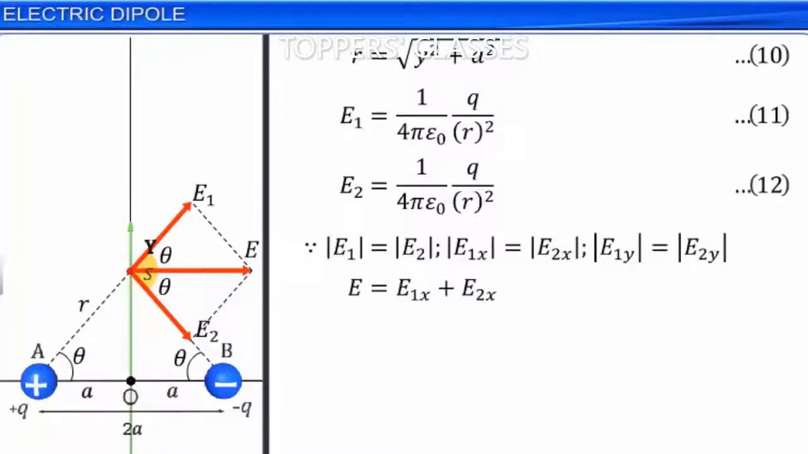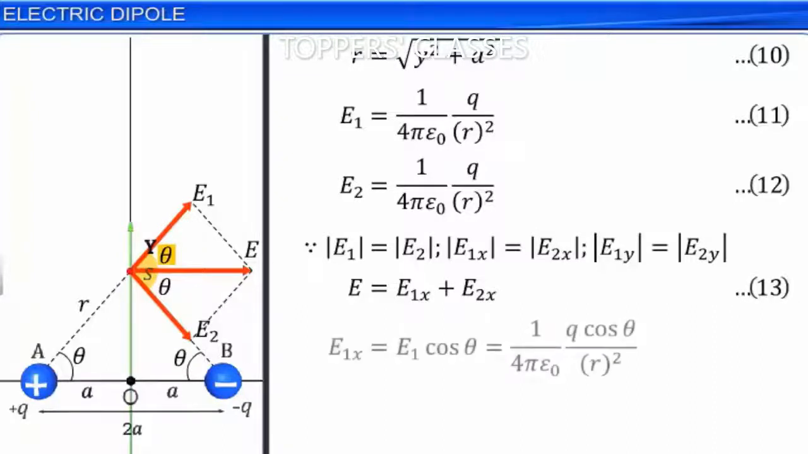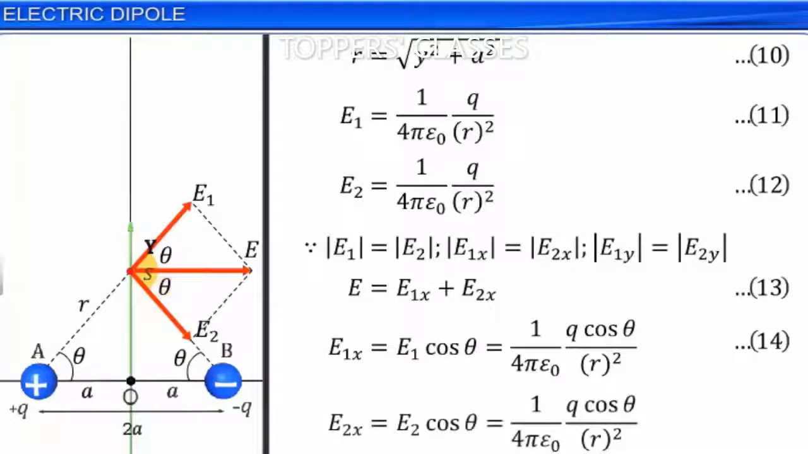As the angle between E1 and the x-axis is theta, the component E1x is equal to E1 cos theta. Substituting the magnitude of E1, we get E1x is equal to 1 by 4 pi epsilon naught into q cos theta by r square. Let this be equation 14. Similarly, the angle between E2 and the x-axis is theta, and hence E2x is equal to E2 cos theta, which is equal to 1 by 4 pi epsilon naught into q cos theta by r square. Let this be equation 15.